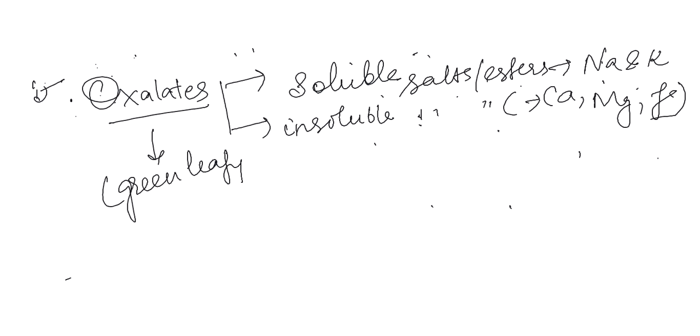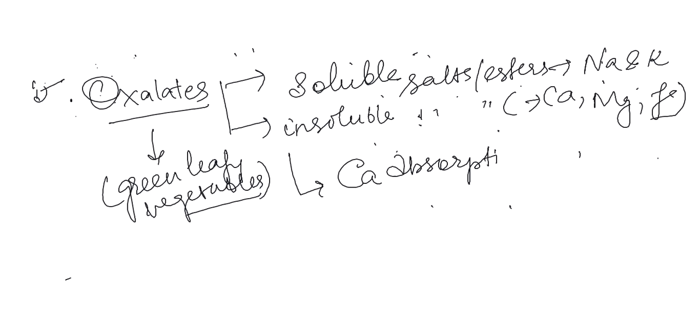You mainly get oxalates in green leafy vegetables and some legumes. What do the oxalates do? They interfere with calcium absorption by forming insoluble salts. And insoluble salts cannot be processed out of the urinary tract.